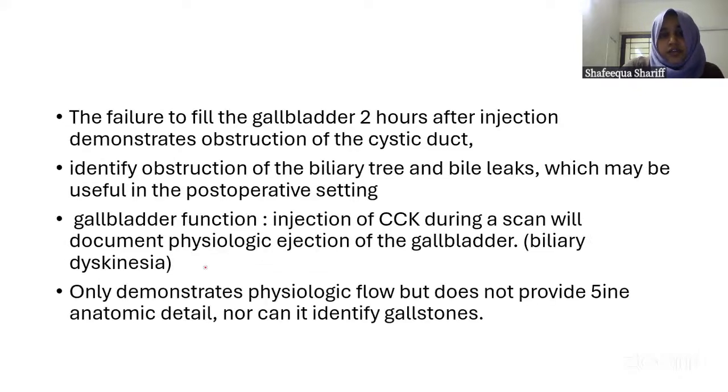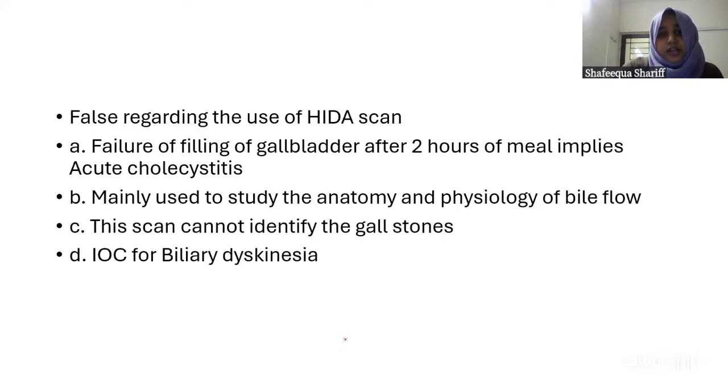The first, failure to fill the gallbladder after injection, demonstrates the obstruction of the cystic duct, identifies obstruction of the biliary tree and bile leaks, which may be useful in the post-operative setting. You can also assess the gallbladder function by this. When you inject cholecystokinin, you can document the physiological ejection of the gallbladder. It only demonstrates physiological flow, but does not provide anatomic details. So it cannot identify gallstones. So the answer is C.